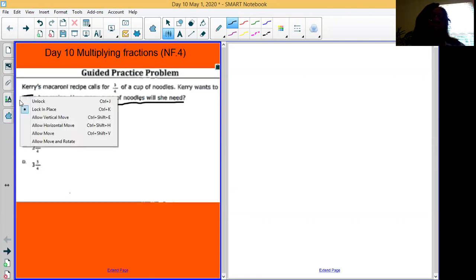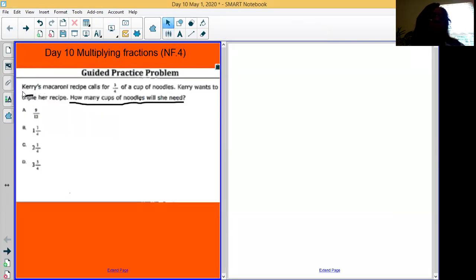I noticed that the word triple is here. So I'm going to box that word in because that's going to be important. And I know triple means 3 times. So when I see the word triple, I know it means 3 times.